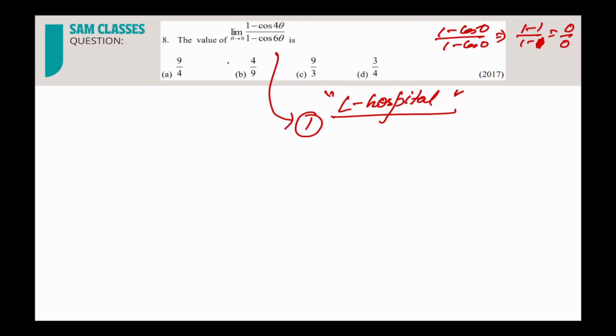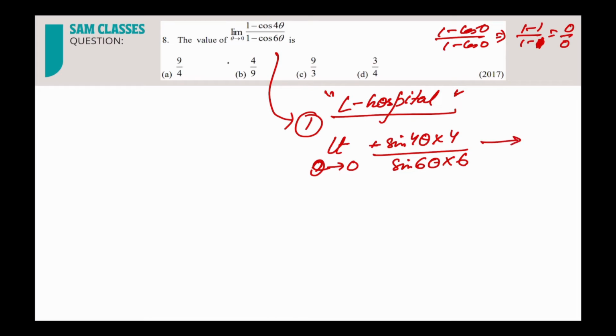So what do you do in L'Hopital rule? Differentiate it. If I differentiate, what will I get? Limit theta tends to 0. One differentiation is 0 minus cos 4 theta; if I differentiate, I get minus of sin 4 theta into 4. Minus minus will be cancelled, and the denominator will be sin 6 theta into 6. Now if I put theta equal to 0, which form is it again? 0 by 0. So again differentiate.